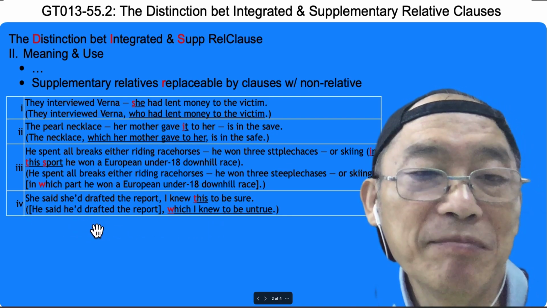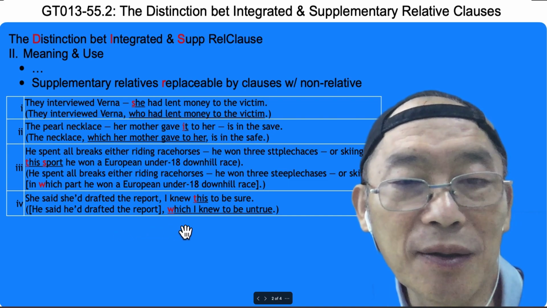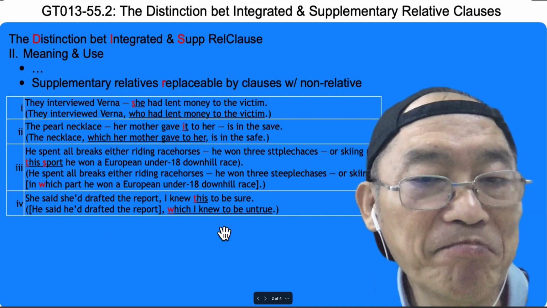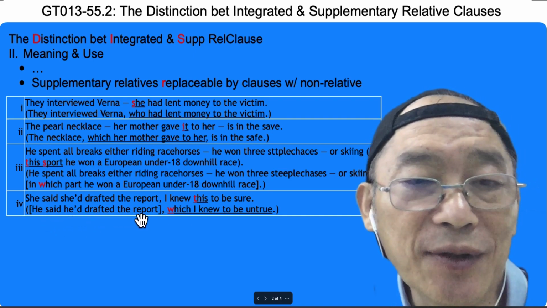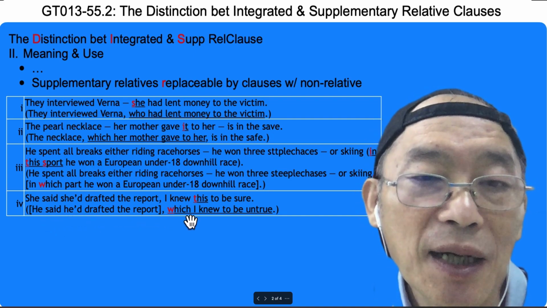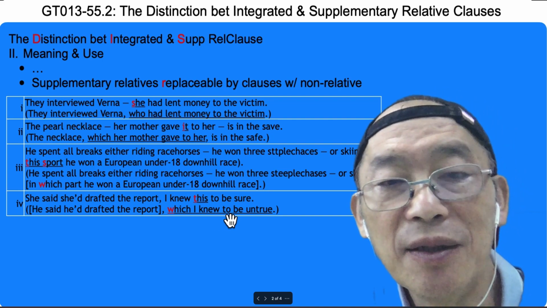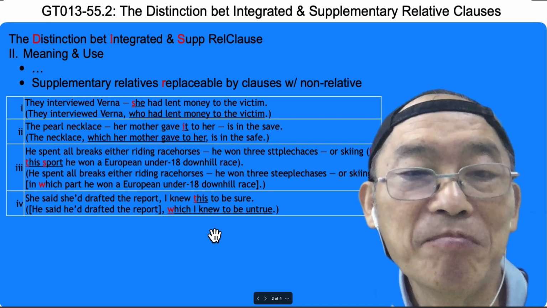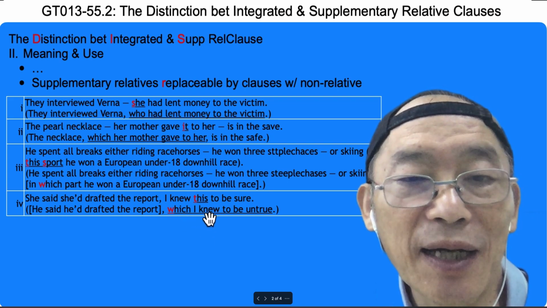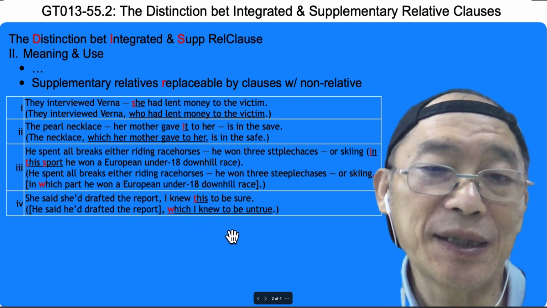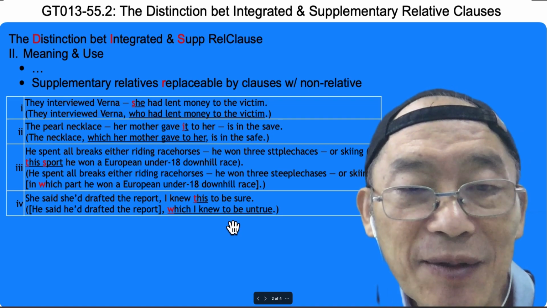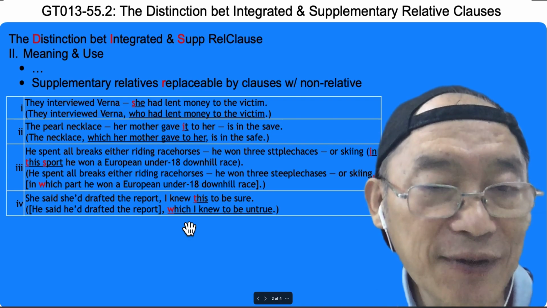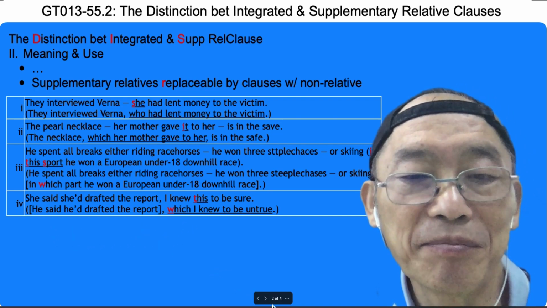The original one: he said he drafted the report, which I knew to be untrue. The original one, he said he drafted the report, I knew this to be untrue. Put it back. And here, something missing, the antecedent is this. The antecedent for this is the whole clause.